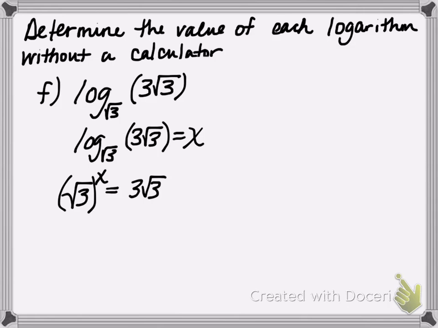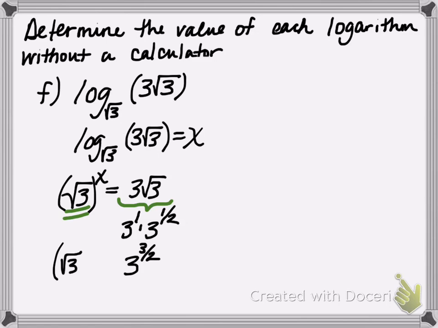And my goal is to get the bases to be the same. So the base on the left is the square root of 3. So we'll see if I can manipulate the right-hand side so that it will also be a base of square root of 3. Well, I know I have 3 to the first power times the square root of 3, which is 3 to the 1/2 power. So if I add my exponents, 1 plus 1/2 will give me a new exponent of 3/2. So now I have the square root of 3 raised to the x power is equal to 3 to the 3/2 power.